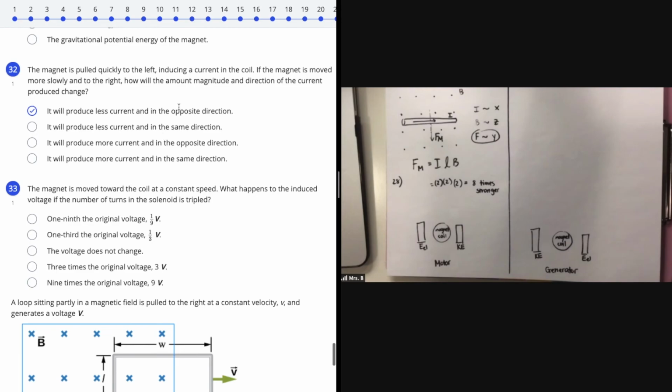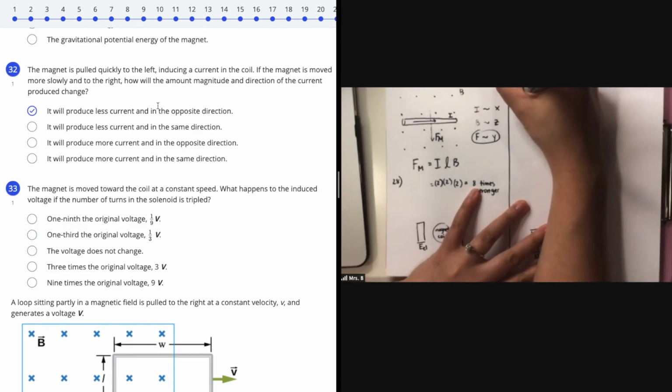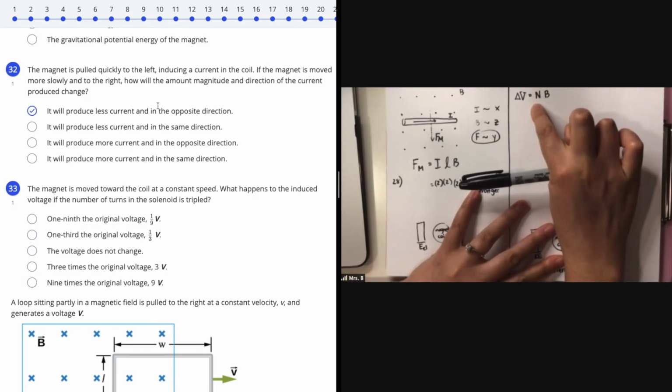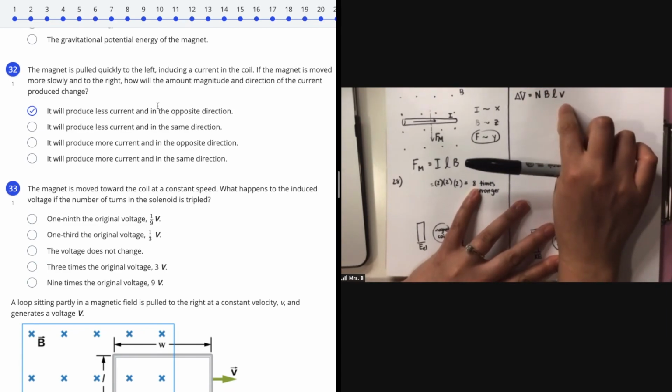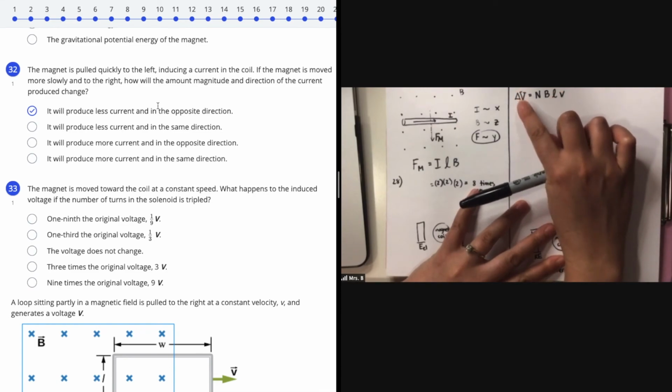A way to think about this less current bit is to think of one of the two voltage equations that we used when we were talking about electromagnetic induction. The voltage created when you're entering or exiting the field is proportional to the number of loops in your solenoid, the magnetic field, the length of the wire that's perpendicular to the velocity, and the velocity itself. So going at a slower speed makes less voltage. Less voltage for the same resistance means less current.